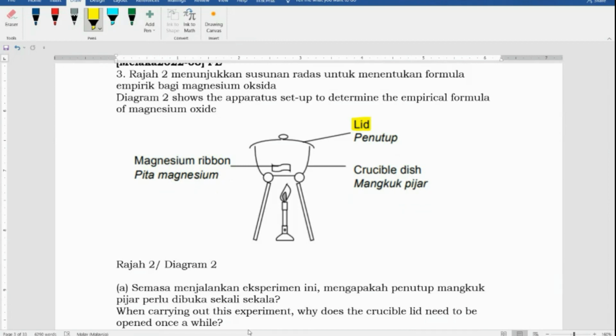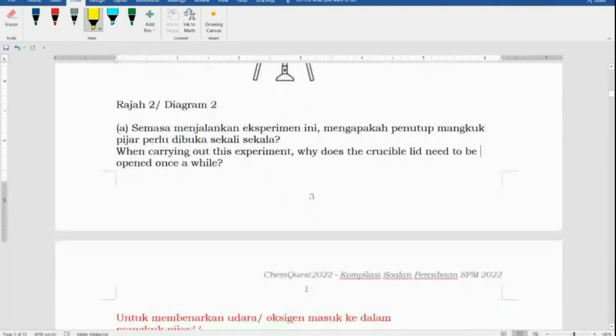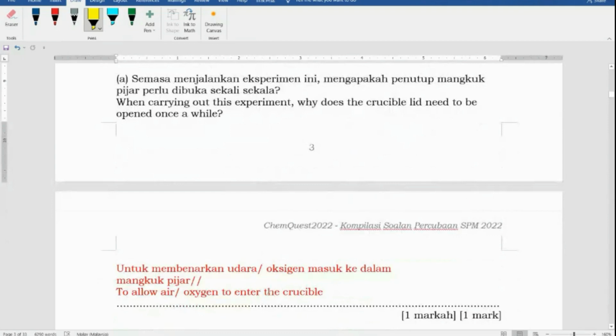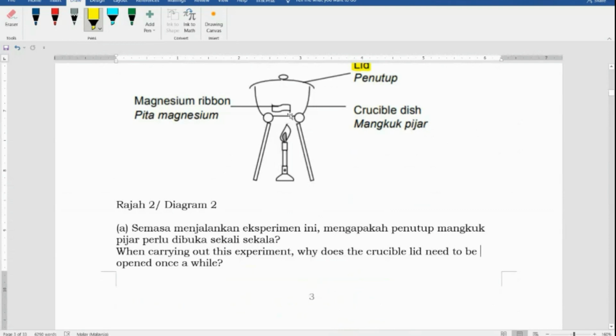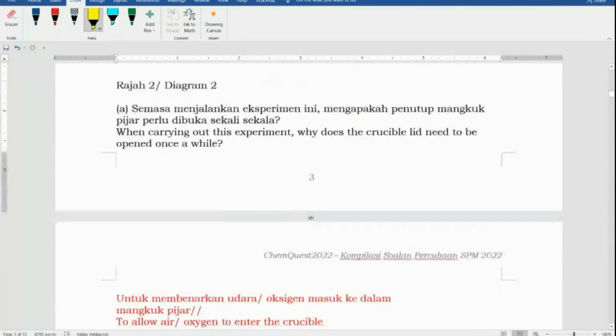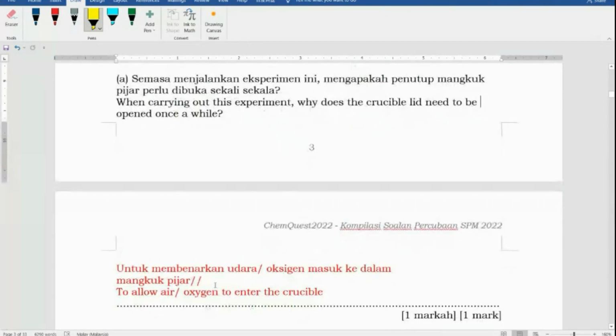Yes, Cynthia? To allow oxygen to enter and react with the magnesium. Correct. To allow the oxygen to enter the crucible so that the magnesium can react with the oxygen. Yes, very good. To allow the oxygen to enter better. We don't write air, because air contains many things, so we say oxygen.